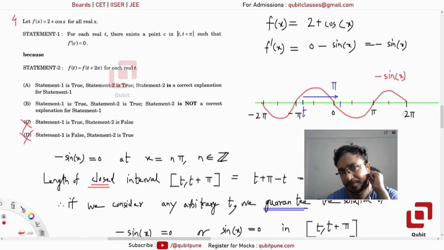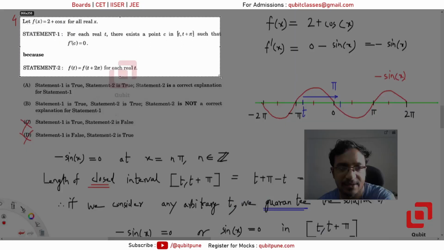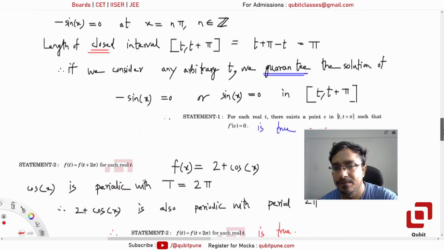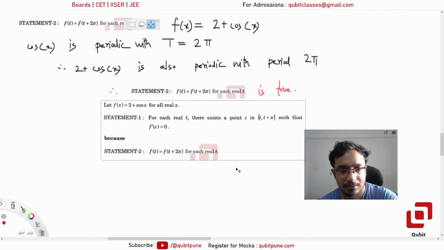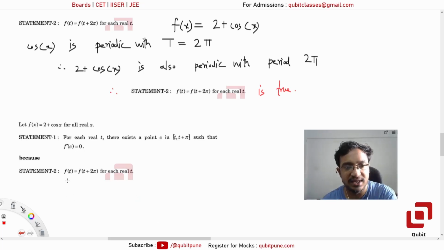C is gone. Okay, now does statement 2 explain statement 1? We will talk about that. Statement 2 is saying f of t is equal to f of t plus 2 pi for each real t, and statement 1 is saying there exists a point such that the derivative is 0.